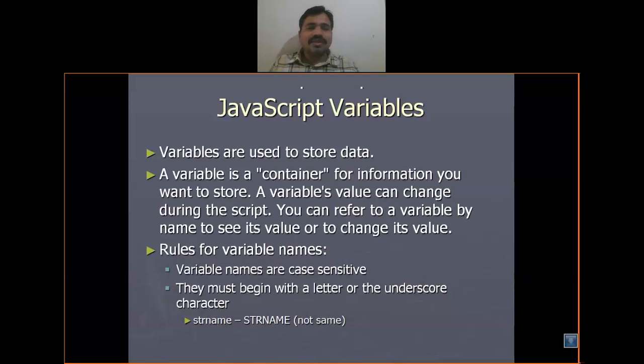Declaration of variables. JavaScript variables are used to store data. A variable is a container for information you want to store. A variable's value can be changed during the script. You can refer to a variable by name to see the value or to change the value. A variable is nothing but a value that can change, that is, a value that varies.